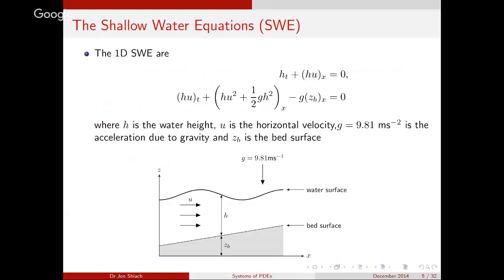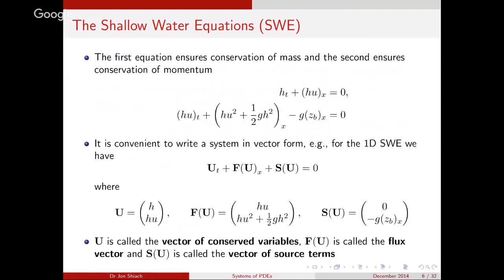Okay, so those are the shallow water equations. You see there are two equations here, so we have a system of two equations rather than just one. First equation is conservation of mass, second equation, conservation of momentum. For convenience, we tend to write our systems using vector notation. So you see the bold U means we have a vector of U, bold F is our vector of what we call our flux terms. Flux means how does it change over space. And S is what we call our source terms. S is all about what's happening to the bed surface.